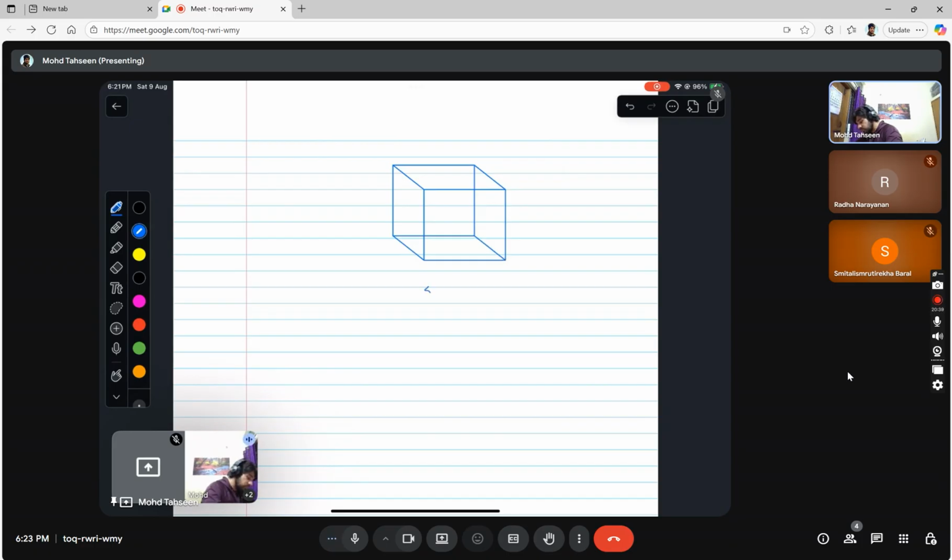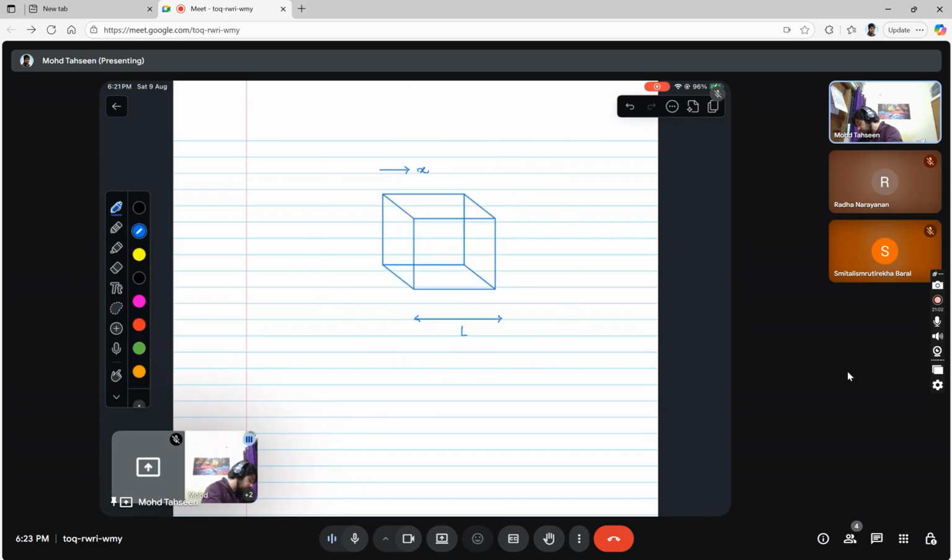So if we assume that this is some cubical block of length L, okay, and let's assume that this is the plus x direction. This is the plus x direction. Okay, we don't need this direction. Let's call this direction the x direction.